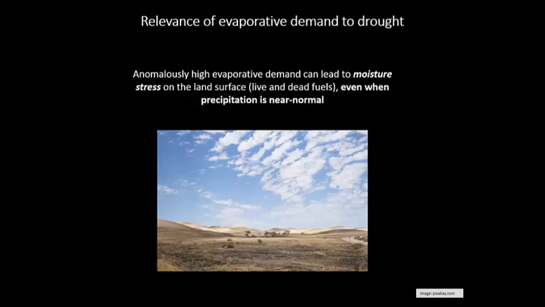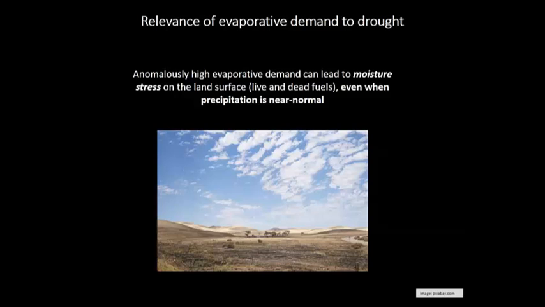But the key is that the evaporative demand is often the first indicator to kind of signal that we can be going into this warning indicator of these kind of ag droughts or flash droughts, these droughts that develop kind of rapidly.